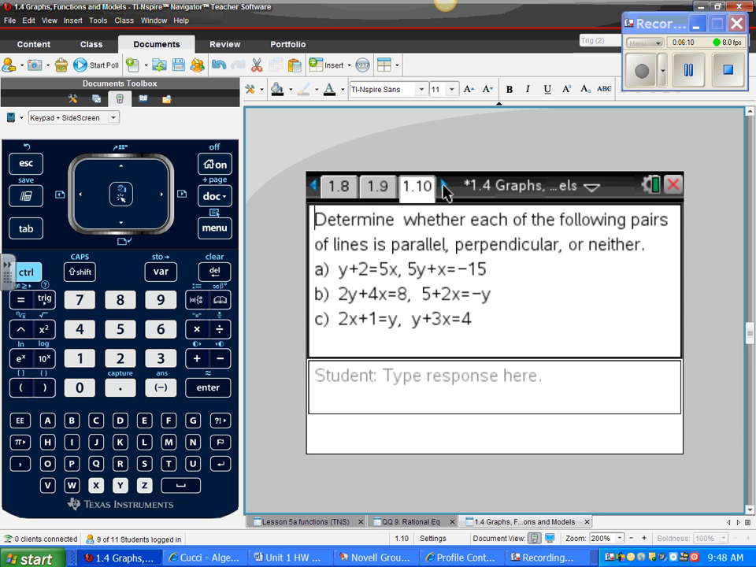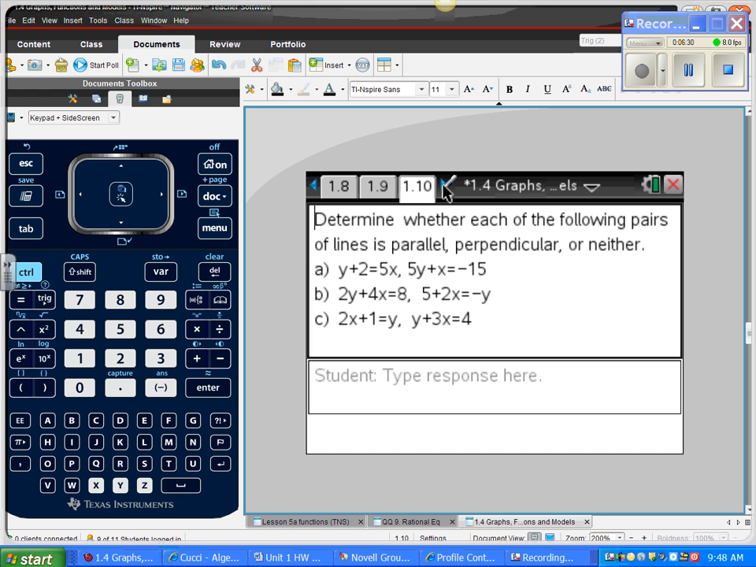All right, so we're going to determine whether each of the following pairs of lines is parallel, perpendicular, or neither. In order to determine that, the first thing we have to do is make sure that they're all in slope-intercept form, y equals mx plus b. That's how we're going to determine the slope. As we see it right now, in A, they're not. So our first step is to solve those for y. This one's simple. All we have to do is subtract over that 2.